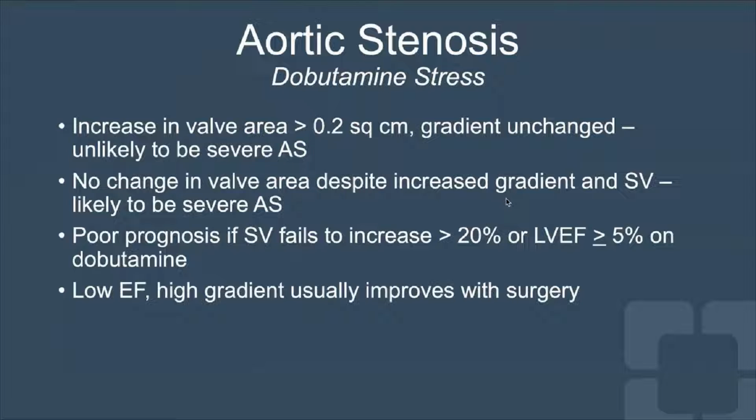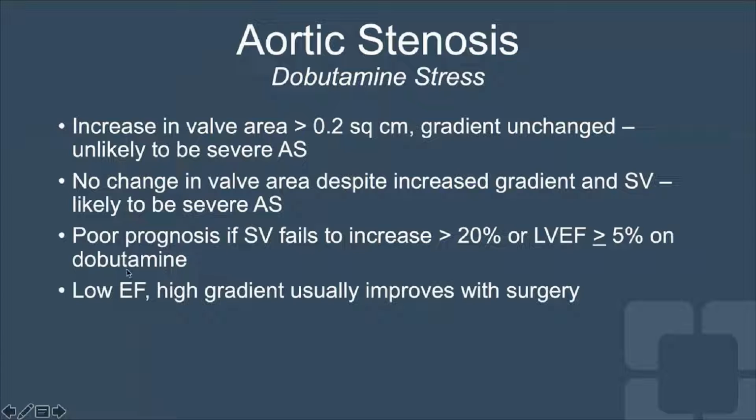Replacing a valve in this patient is unlikely to make a difference because the main problem is the ventricle itself. On the other hand, if you have no change in the valve area, however, the gradient across the valve increases, then this is likely to be a true severe aortic stenosis, and that group of patients would benefit from surgery. However, if you have a patient whose stroke volume fails to increase with the dobutamine, then that means that this ventricle is extremely weak and extremely sick, and this is a group of patients that will have the highest risk of mortality.